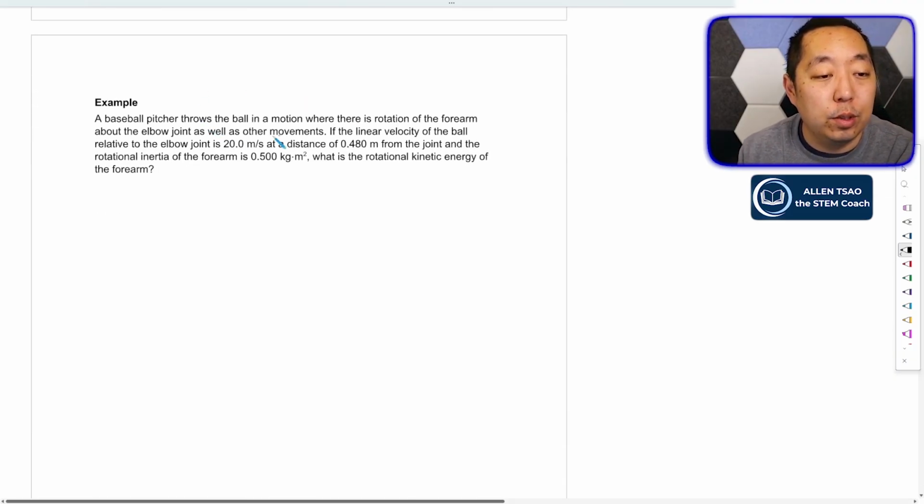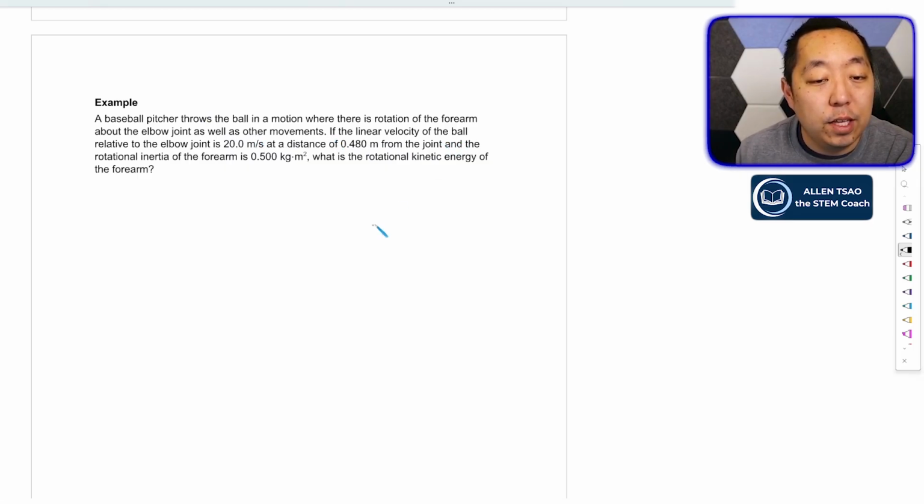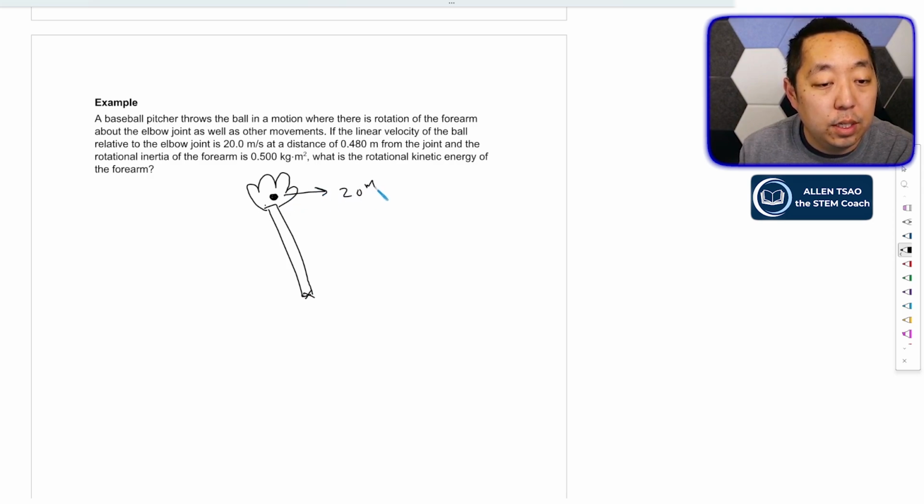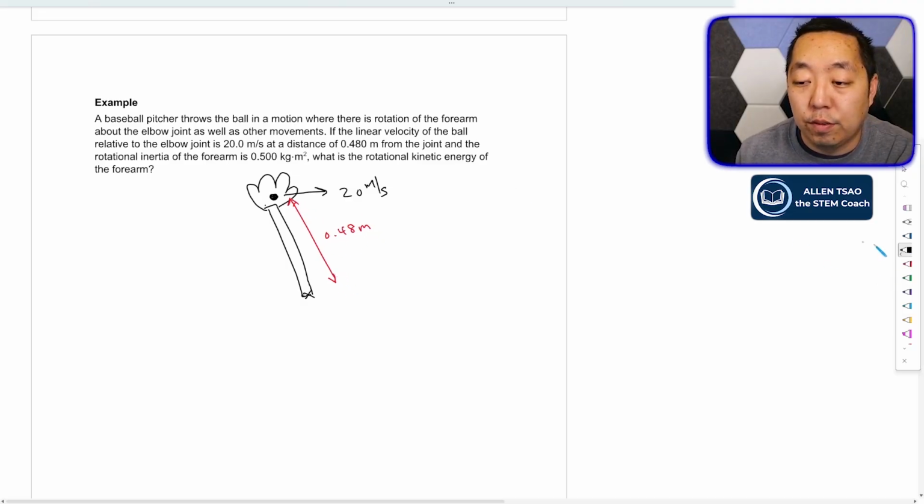A baseball pitcher throws a ball in a motion where there's rotation in the forearm about the elbow joint as well as other movements. Pretend this is an arm and this is a glove here, and we're swinging around and this is the ball. If the linear velocity of the ball relative to the elbow joint is 20 meters per second at a distance of 0.48 meters, and the rotational inertia of the forearm, this I, is equal to 0.5, what's the rotational kinetic energy of the forearm?